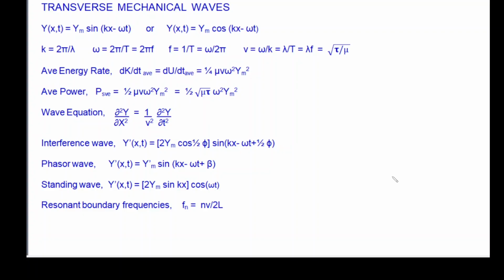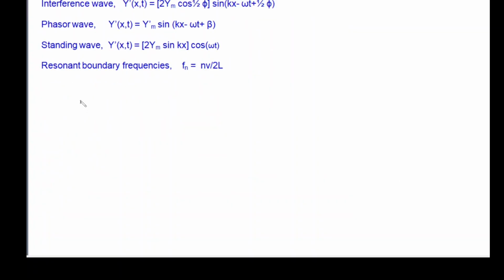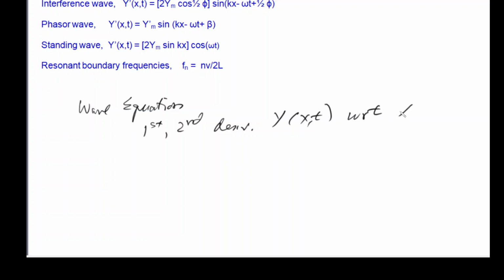Now I'd like to determine the wave equation. The wave equation describes the movement of waves of any type. The wave equation is determined by taking the first and second derivatives of our wave function y of x and t with respect to x and t.